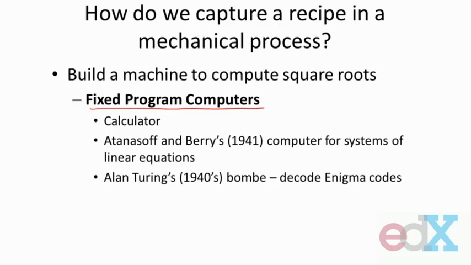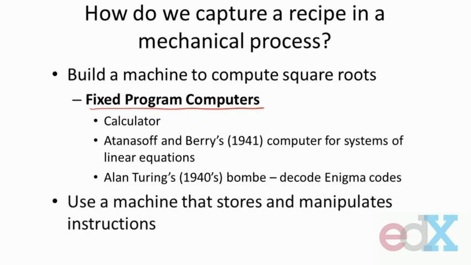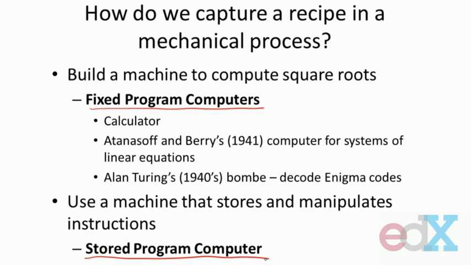The problem with a fixed program computer is that it does only that thing it was designed to do. What we'd really like is a computer that can do anything we tell it to do. And for that, we want a machine that can both store and manipulate sequences of instructions. And those are called stored program computers. And that's what almost every modern computer is. It's a stored program computer.